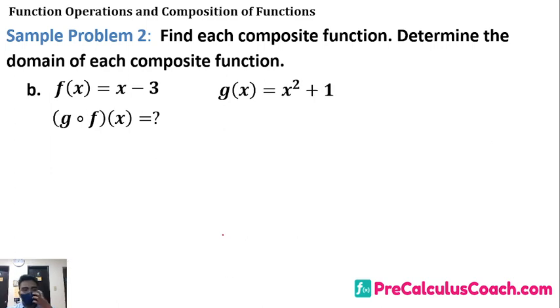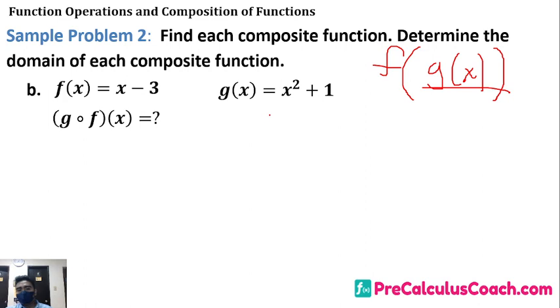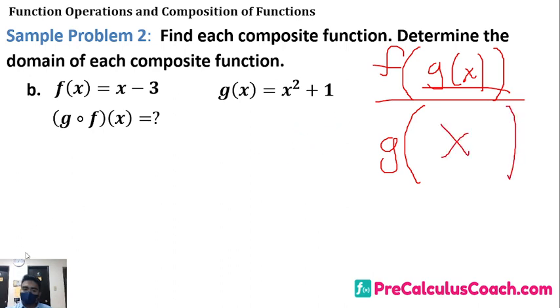So this is another example, letter B. What if we have g of f of x, or we are going to find the composite function of g, wherein your input will be f of x? A while ago, f of x was your outer function and the input was g of x. But this time, instead of having f of x as the outer function, let's have g of x, and instead of having x, your x would be f of x.